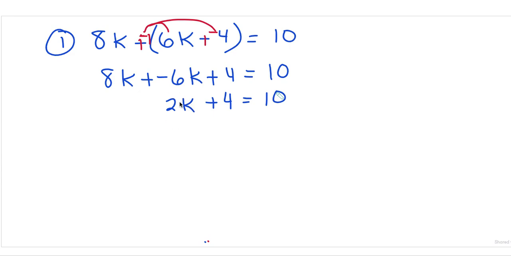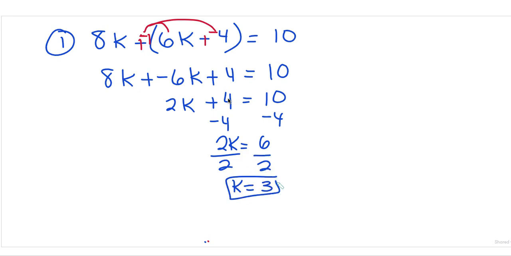Now we ask, is the variable on the left? Yes, it is. Is it first? Yes, it is. Is it alone? No, and we're looking at the +4, so we're going to zero pair. So now we have 2k is equal to 6. Divide by 2, divide by 2, k is equal to 3. That's our solve. So now we're going to do our check.